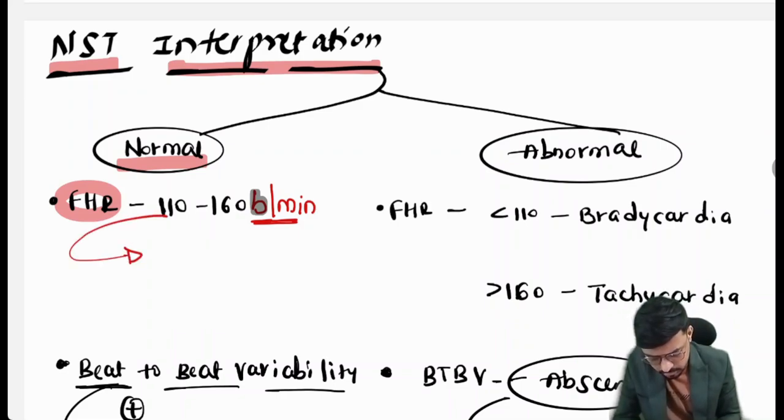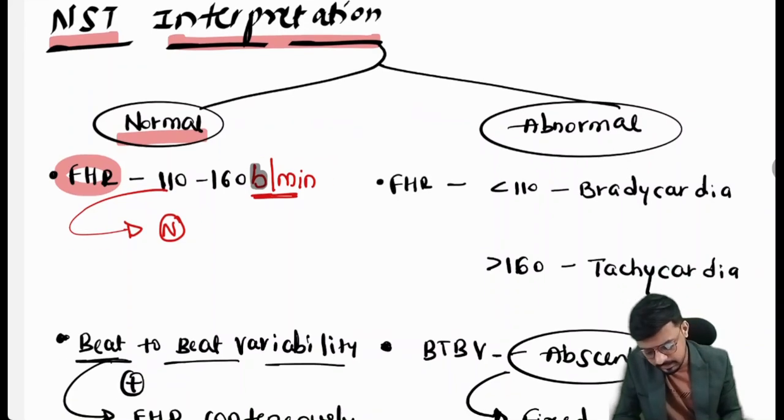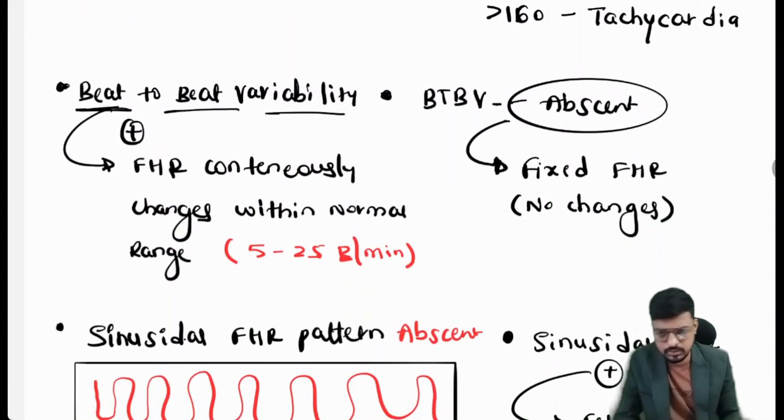The normal fetal heart rate is 110 to 160, which is actually normal, right? Then we will assess the beat to beat variability.